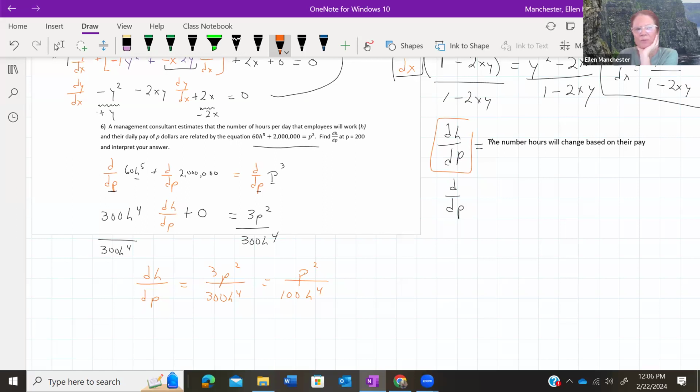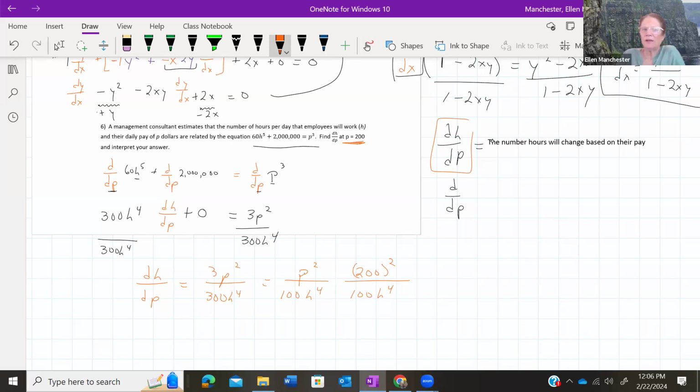Okay, so you just did implicit differentiation, finding how the hours are changing based on pay. So now we can plug some values in, right? We know P is 200, so I can plug in 200 here. But the problem is I don't know what H is. Okay, I have to find out what H is.